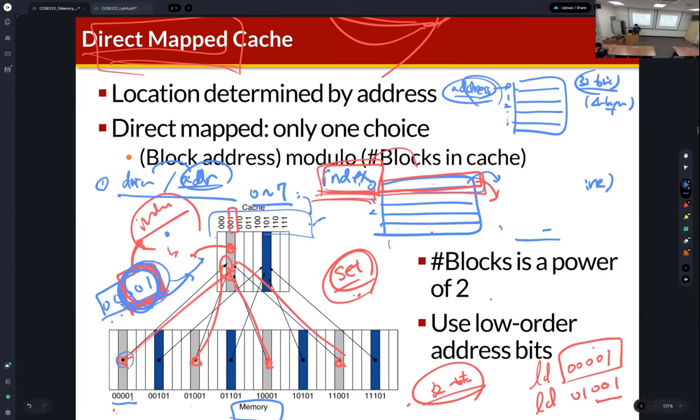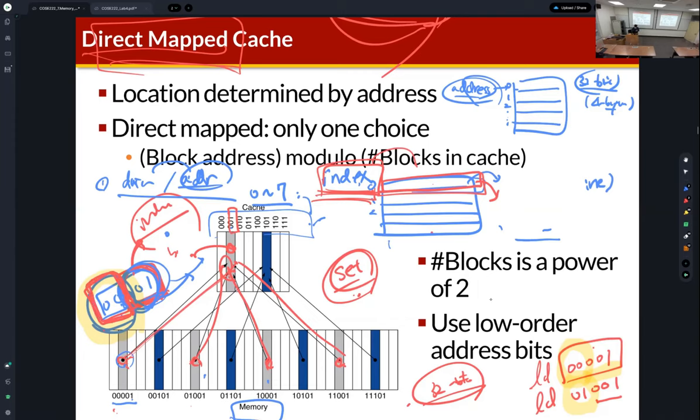But there are four different cases. In order to identify them, you can just store the upper part of the address. In this example, we use the lower three bits of the address as the index of the cache, so we can just store the upper two bits to identify different data stored in the cache. Okay, you understand? Actually, to identify the different data for this cache, we can just store the upper two bits.